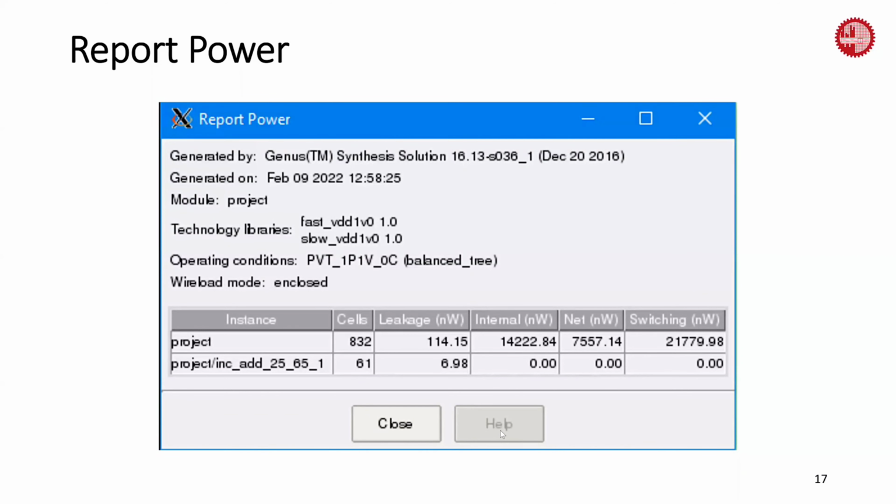We also performed application-specific integrated circuit front-end design by designing the RTL of our system and validated the system-level validation using Cadence iOS. Here is a look at our power report. Our project has 832 cells, and you can see the net power is 7557.14 nanowatt with switching power of 21779.98 nanowatt. In the next slide, we will see the report summary.